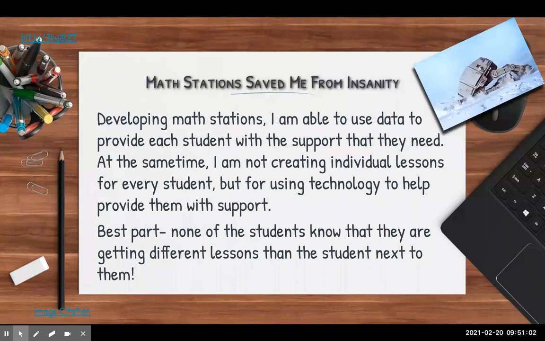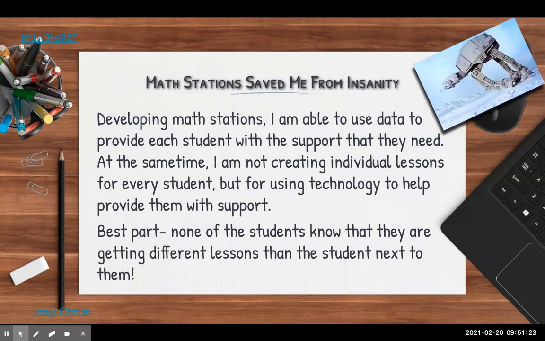Developing math stations, I was able to use data to provide each student with the support that they need. At the same time, I am not creating individual lessons per se for every student, but I'm using technology to help me provide that support. So at some of the stations, the students would be on a device or working with friends.